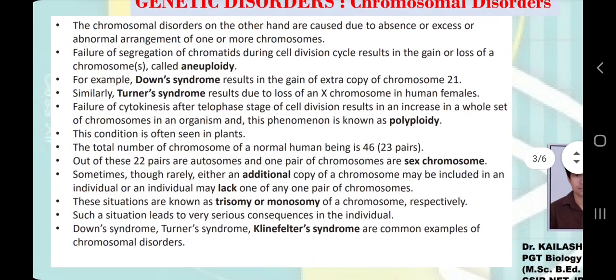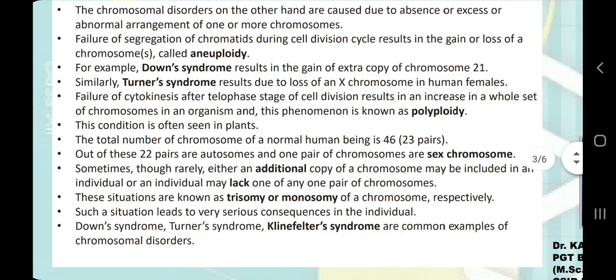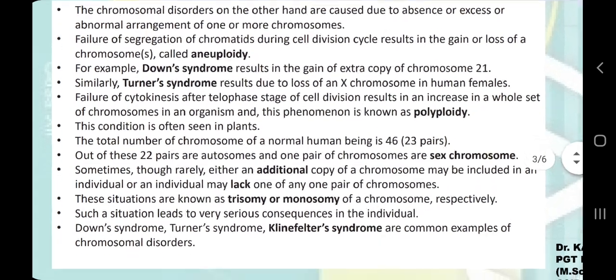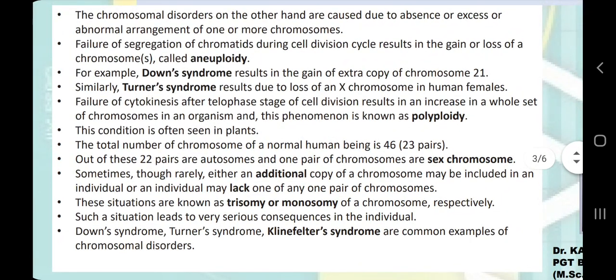Now here are a few statements we need to clarify before we start those chromosomal disorders. Number 1, the chromosomal disorders, on the other hand, why we are using "on the other hand"? Because previously we have learnt about Mendelian disorders. So chromosomal disorders, on the other hand, are caused due to absence or excess or abnormal arrangement of one or more chromosomes.